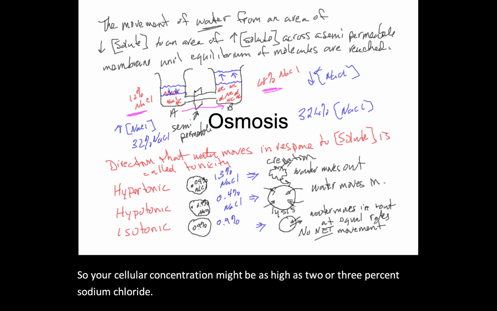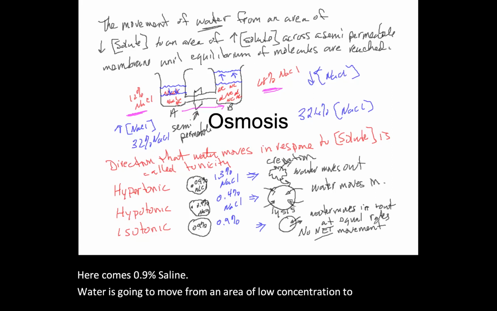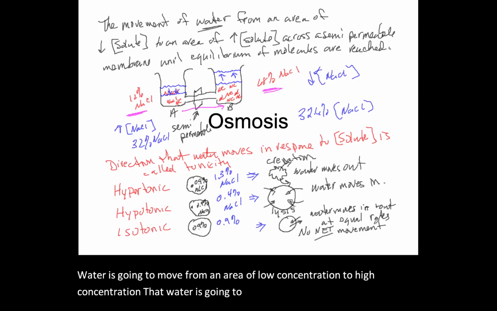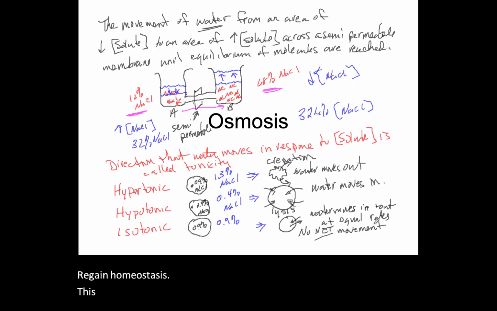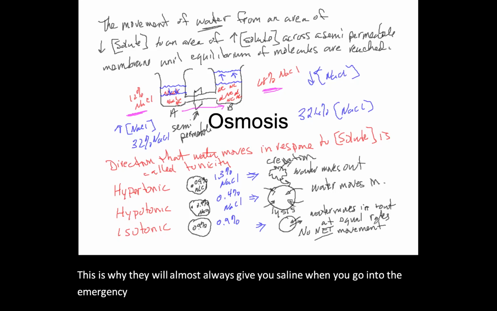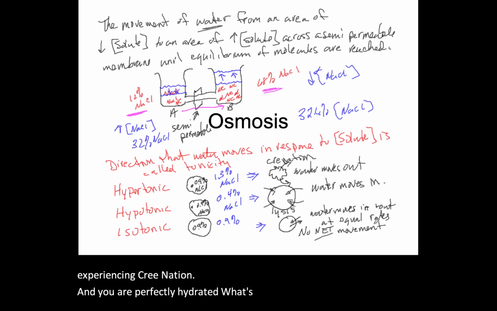Here comes 0.9% saline. Water is going to move from an area of low concentration to high concentration. That water is going to be absorbed by the cells to do what? Regain homeostasis. This is why they will almost always give you saline when you go into the emergency room. If you're not dehydrated, if your cells are not experiencing crenation, and you are perfectly hydrated, what's going to happen? Nothing. Isotonic. You're just going to pee it out.